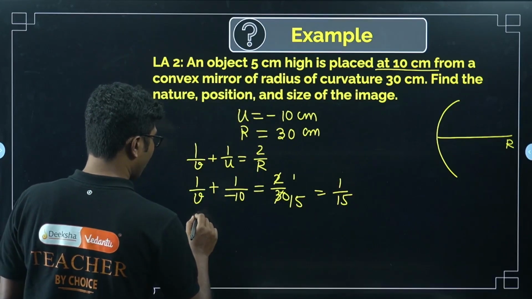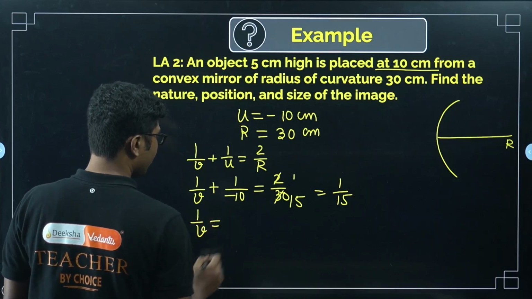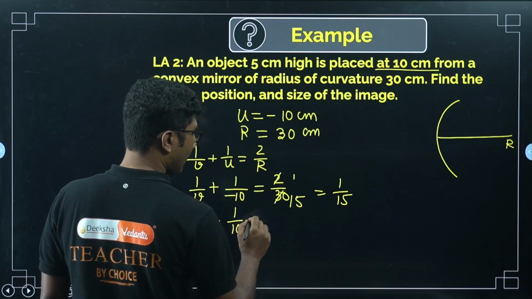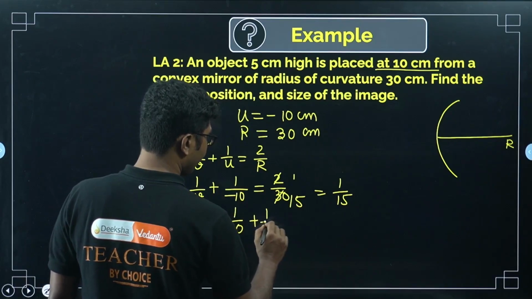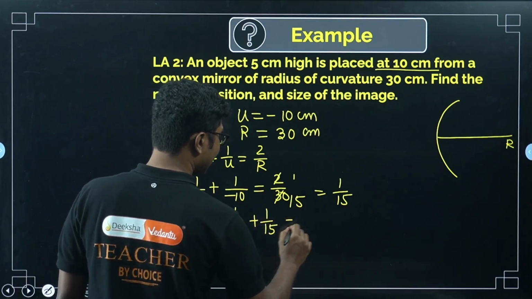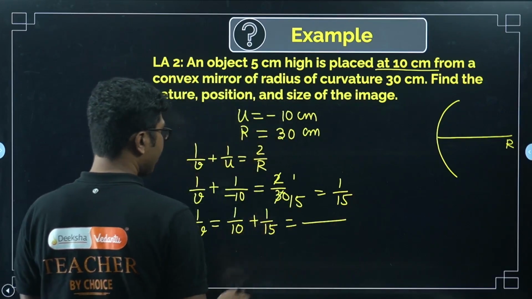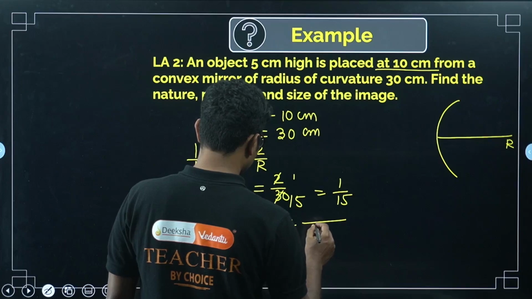Now 1 by V will be equal to, if you take this to the other side, 1 by 10 plus 1 by 15. Now what is the LCM? The LCM of these two, 10 and 15, is 30.